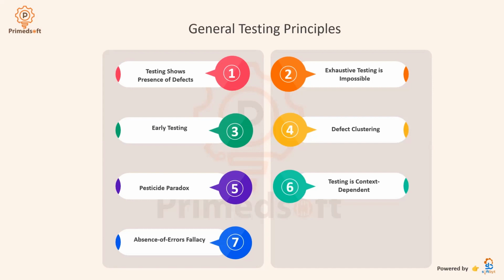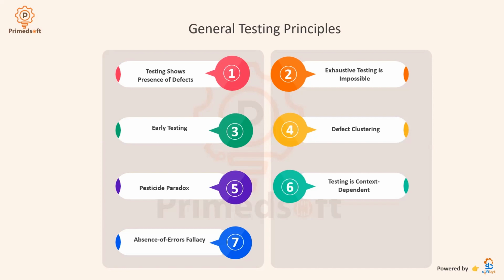So the next testing principle is pesticide paradox. What is pesticide paradox? What does it mean? If the same set of test cases is repeated over time, the effectiveness of finding new defects diminishes. To combat this, the test cases need to evolve continually, incorporating new scenarios and test conditions.